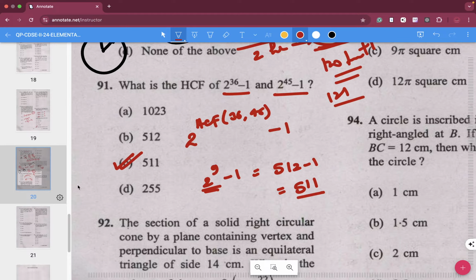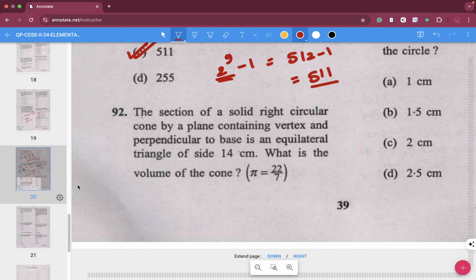So question number 91. C is going to be the correct answer, folks. Easy.